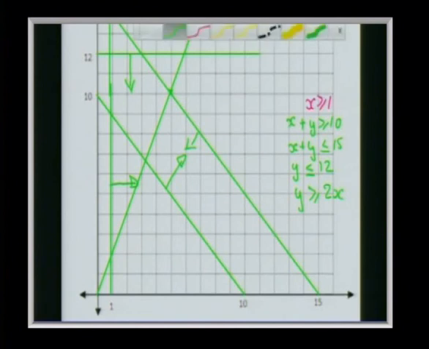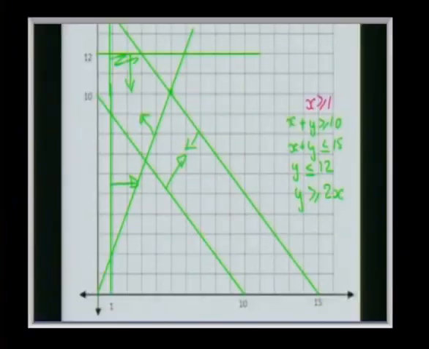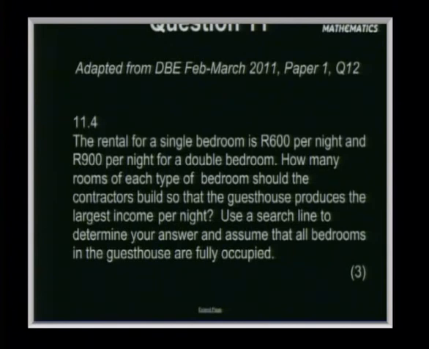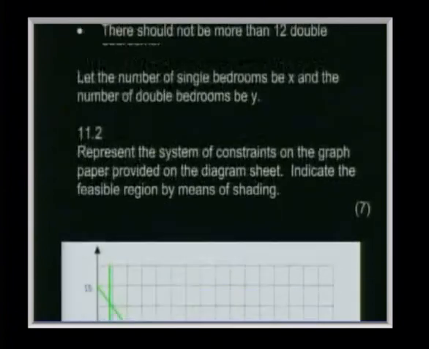Right, looking at our constraint, it's above there. I think our feasible region is quite clear. Here it is. And now we've done question 11.2. We've sketched and we've shaded our feasible region. Right, we're going on to 11.3.